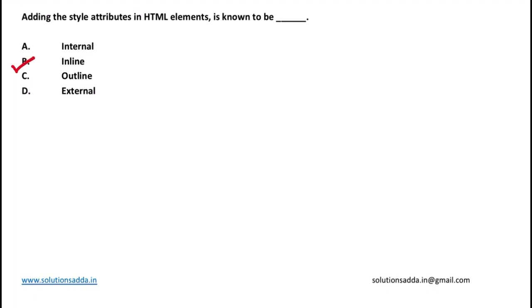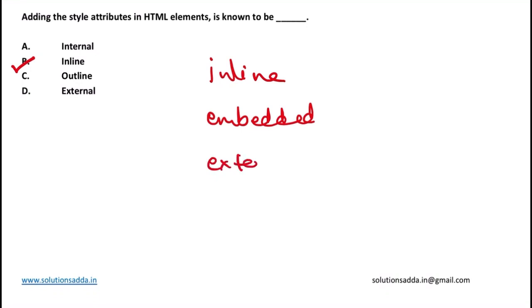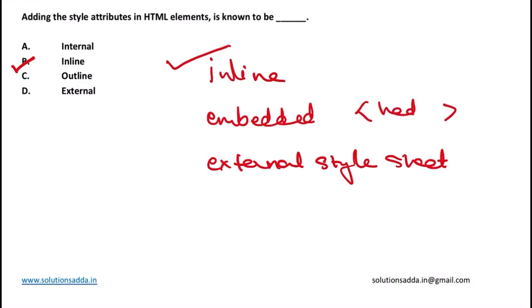So there are three ways of implementing style in HTML. What are those styles? First is inline, second is embedded, and third is external style sheet. What happens in inline is inside the HTML start tag we use the inline statements. What happens in embedded style is we use it inside the head element. And in an external style sheet, we give a link to the external CSS files.